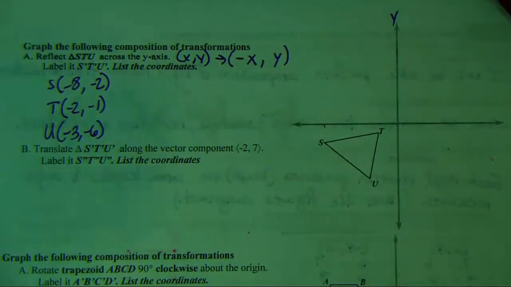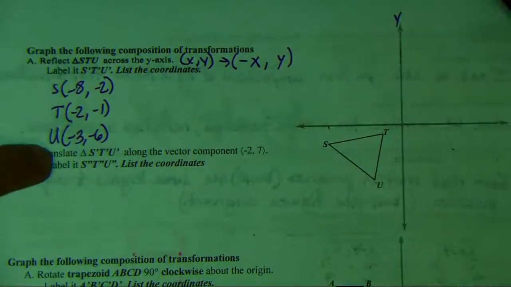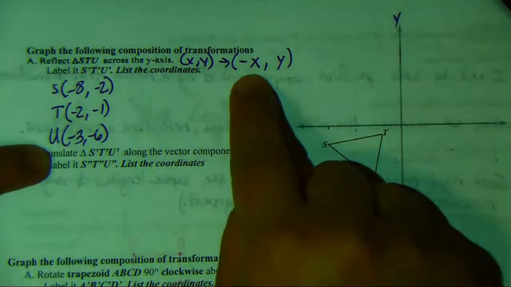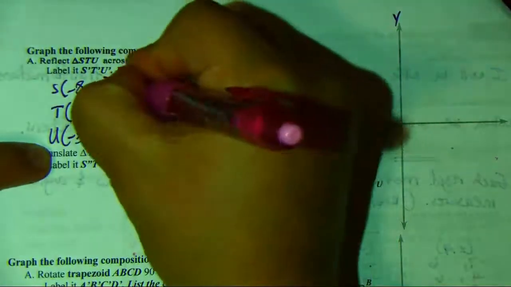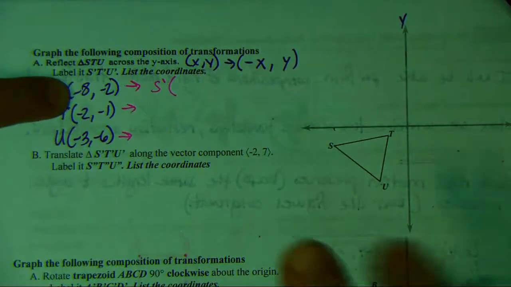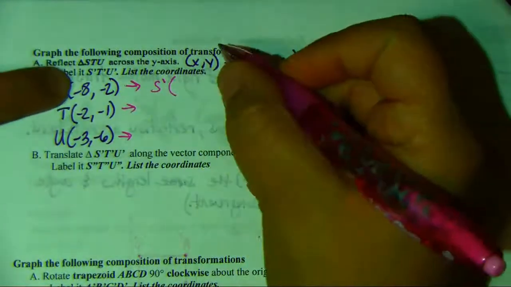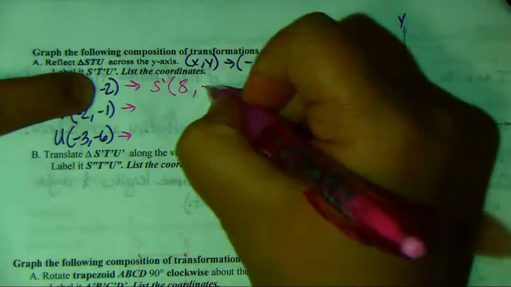This is a reflection, okay? That's different than a rotation. So for each one of my S points here, I'm going to change the sign of the X, keep the Y the same. So I'll do this in pink here. Okay. So my S prime, change the sign of the X, keep the Y the same. So we start off as -8. That means it'll be a +8. And keep the Y the same, so -2.